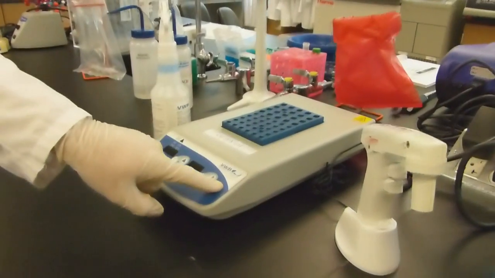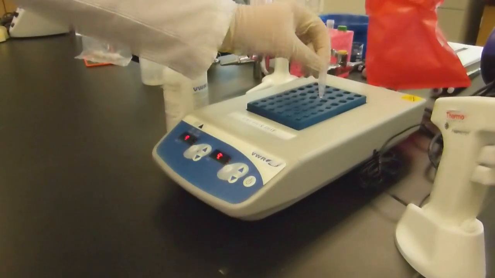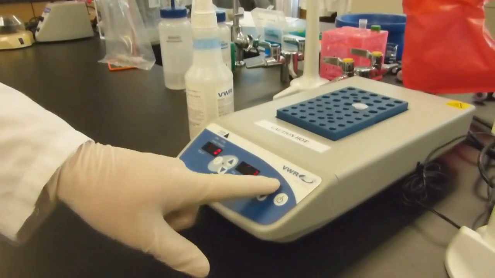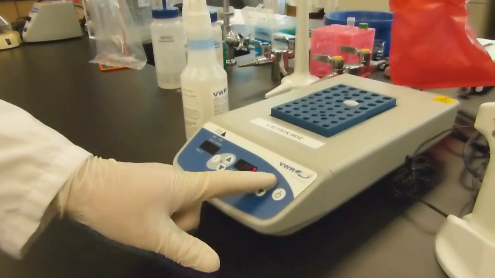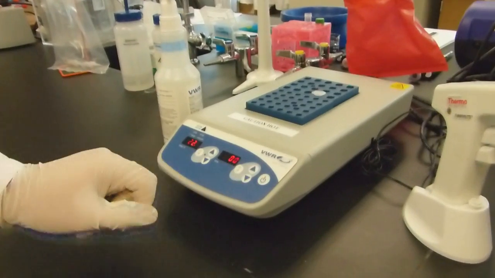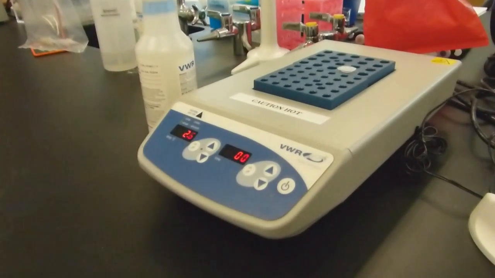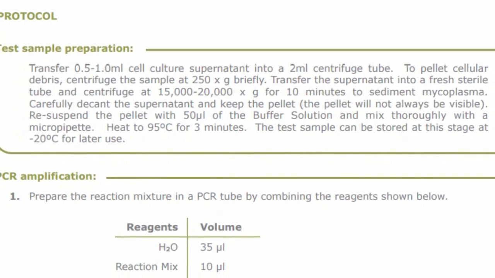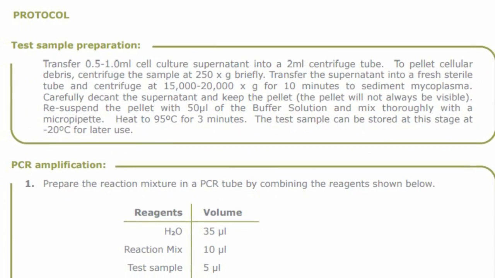Use a water bath or preferably a dry heat block and set it to 95 degrees. Make sure that it's at temperature and insert your tubes for just 3 minutes to lyse the cells in the buffer mixture.